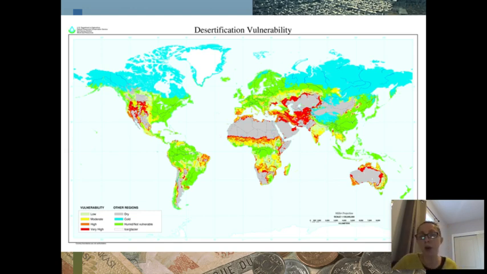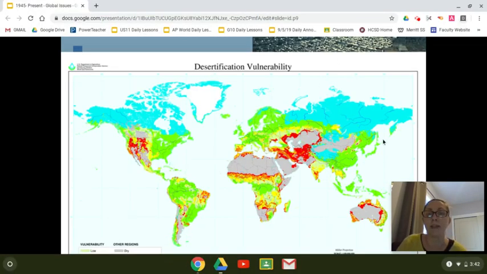So deserts aren't always sandy areas. It's basically wherever you're getting low amounts of rain and other precipitation. And so we see that there's many areas around this world that are impacted by desertification.